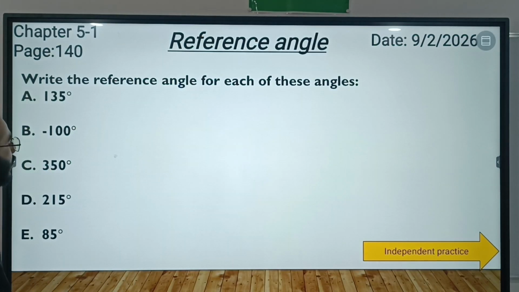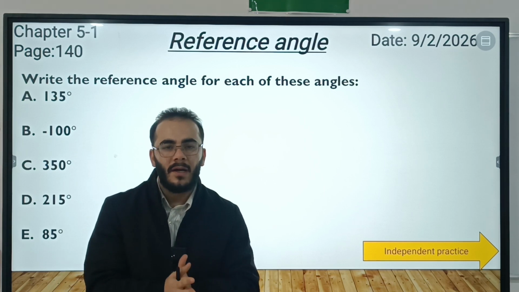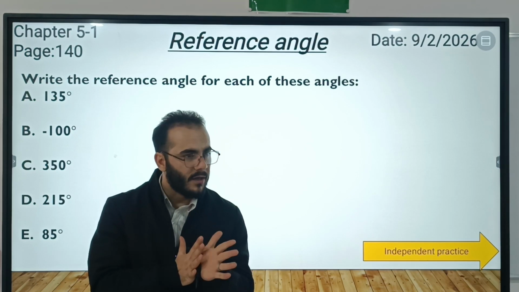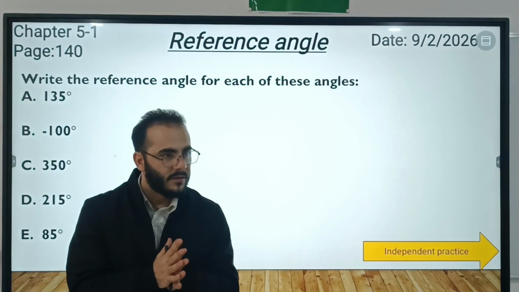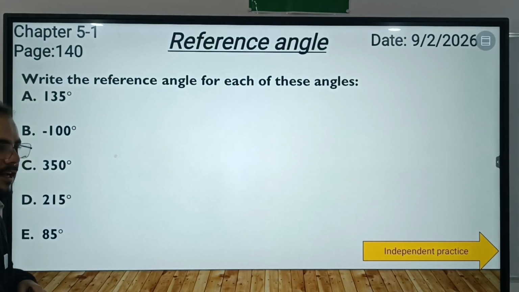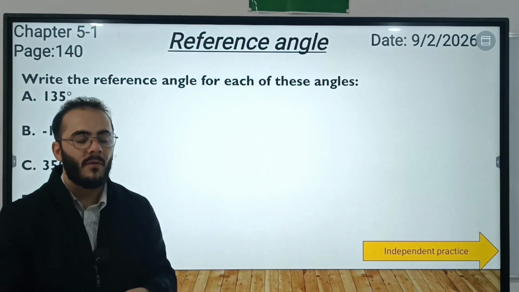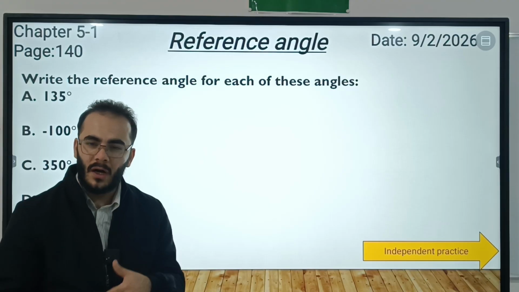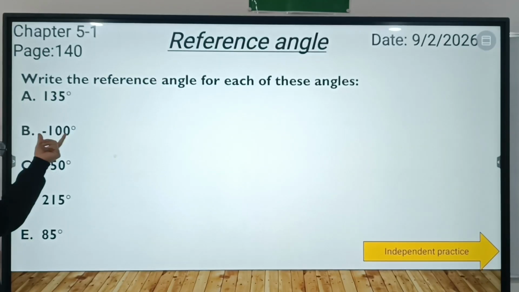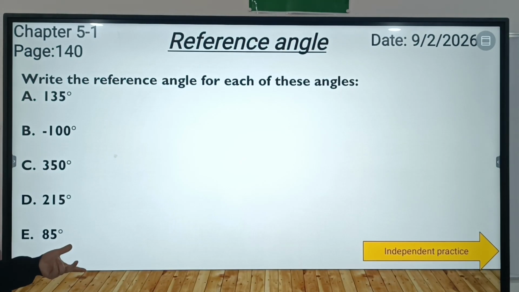Well, the reference angle of 135 is for the first case. 180 minus 135 equals 45, right? Yes. You want to evaluate my calculations here? The second one is with a negative. Ignore the negative. 100 is between 90 and 270. So what was the rule for that case? 180 minus 100. So the reference angle for this angle is 80. How about 350? Clearly, 360 minus 350 is equal to 10.